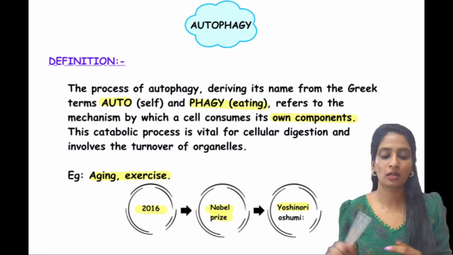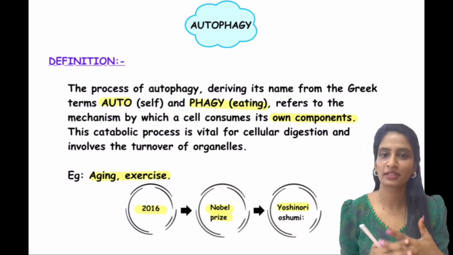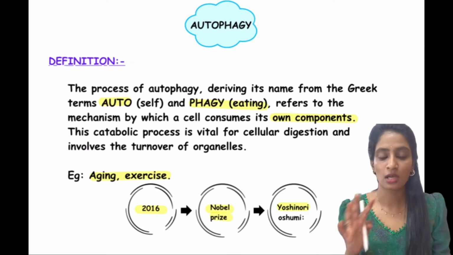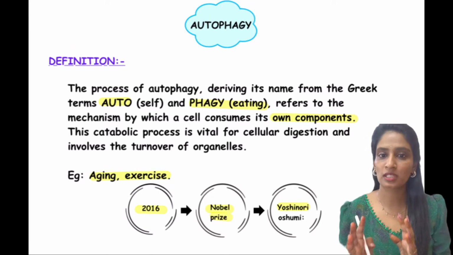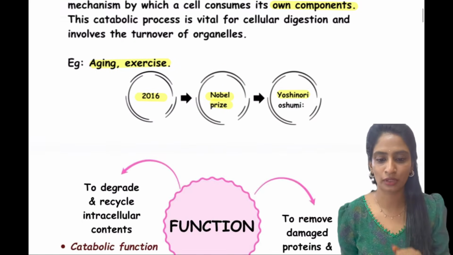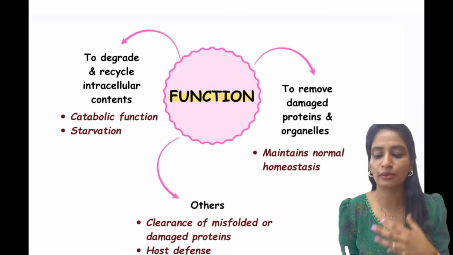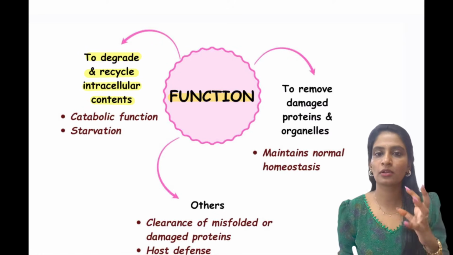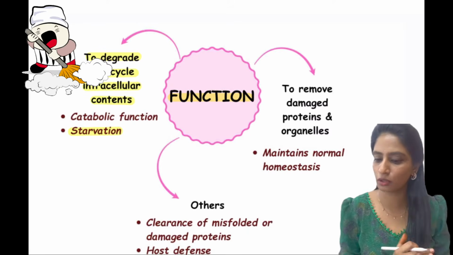Alright. So what do you do when your room is messy? Definitely we'll try to clean it, right? We'll remove all the debris. The same thing happens in your body cells. That mechanism is known as autophagy. So here, coming to the functions of autophagy, there are three main functions. The first one is to degrade and recycle your intracellular content. I told you an example, right? Whenever your room is very dirty, you will try to clean it. The same thing is happening within your body also.